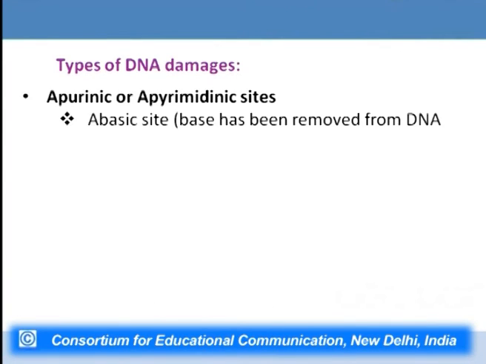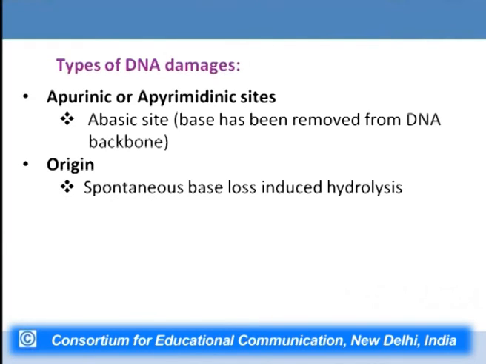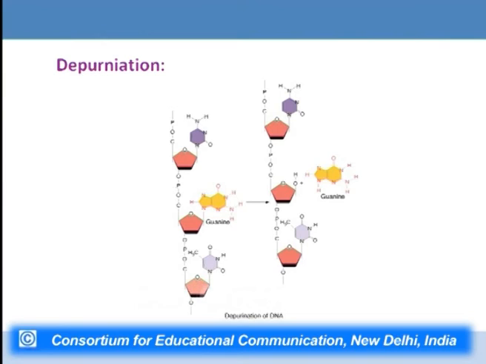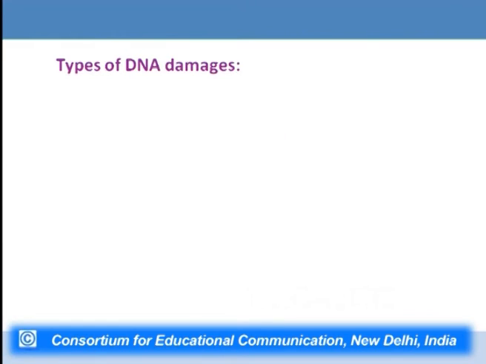Now, because of this particular damage, there might be creation of apurinic or apyrimidinic sites, that is the sites where there is no purine or pyrimidine base present. This could occur because of spontaneous base loss, because of hydrolysis, or because of enzymatic removal of illegitimate bases. This panel shows that guanine has been replaced from this position, and this is an apurinic site, and this is basically a mutated region.